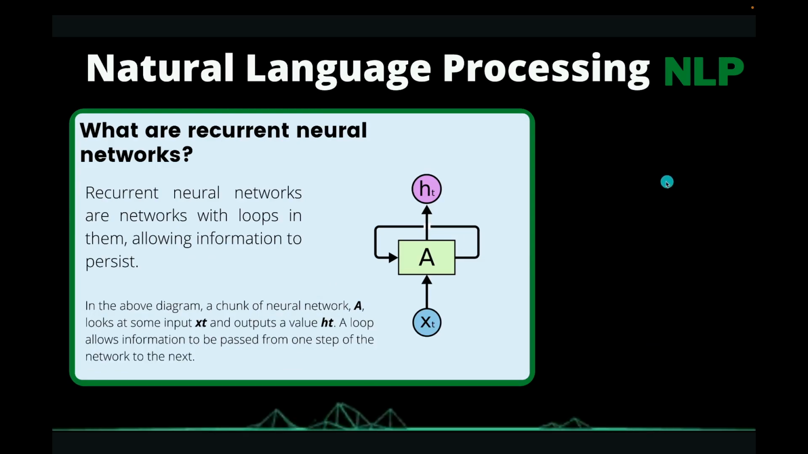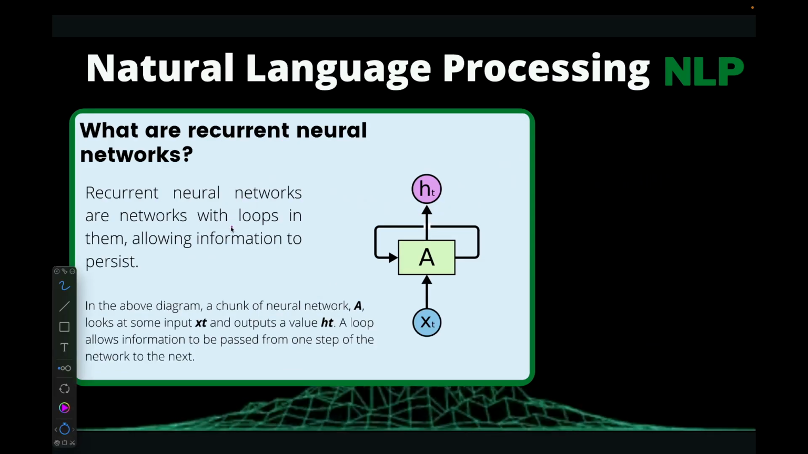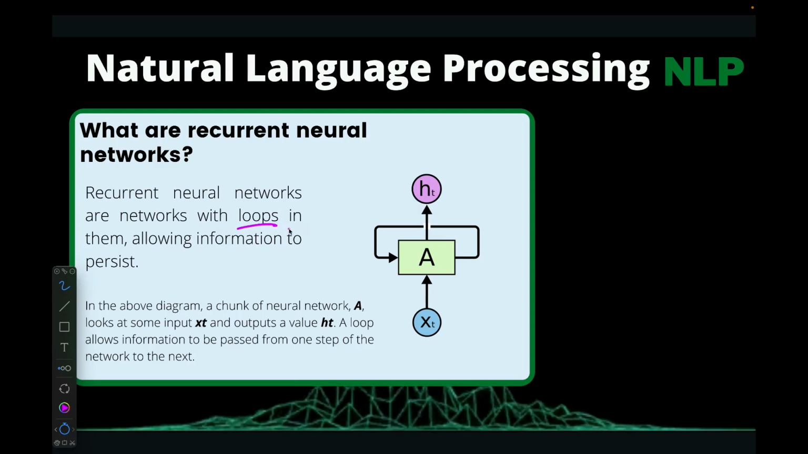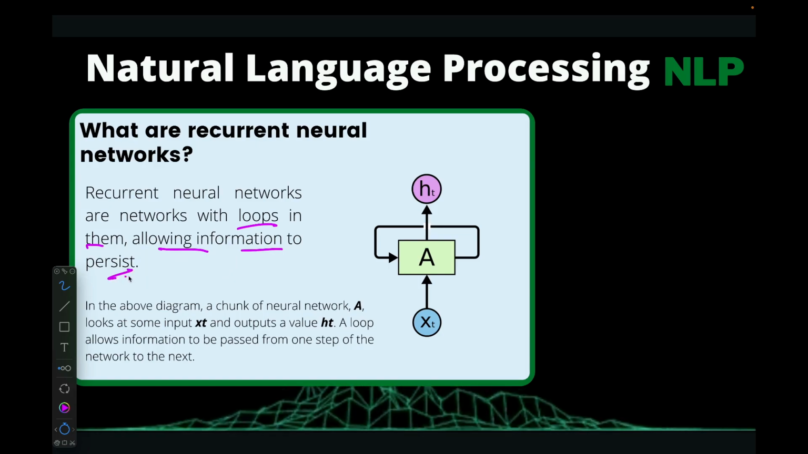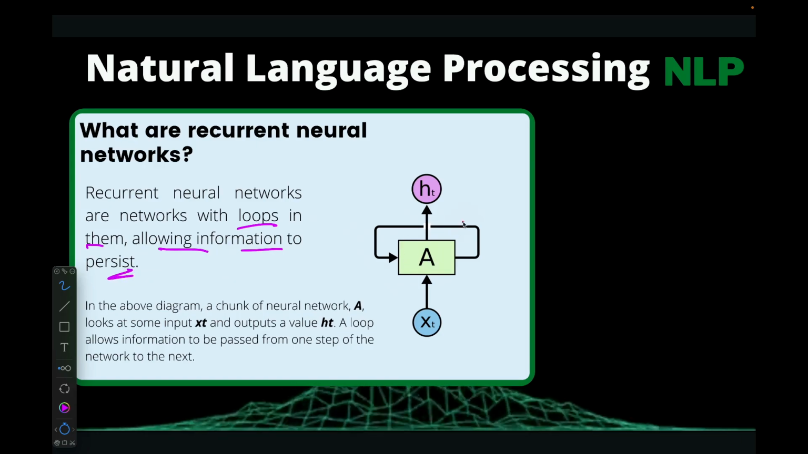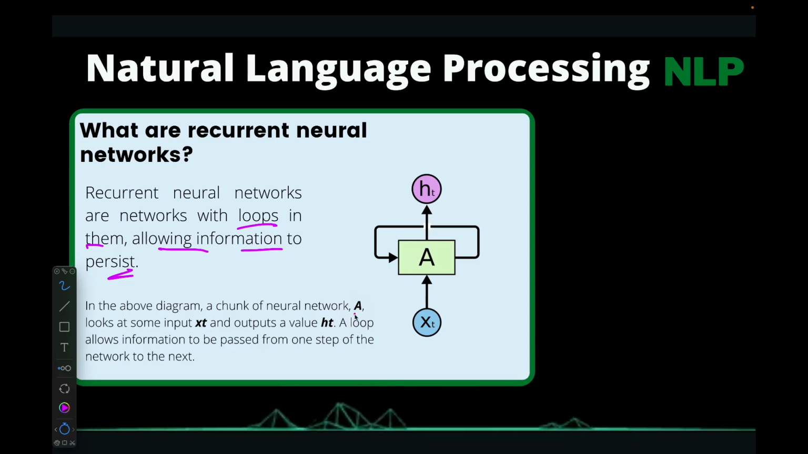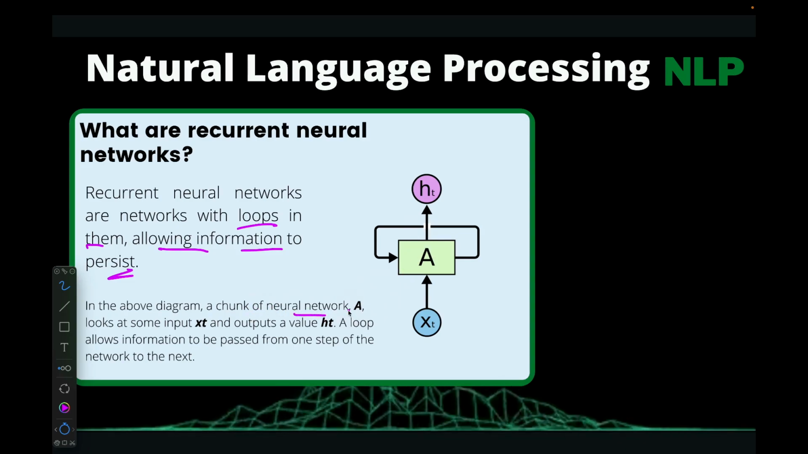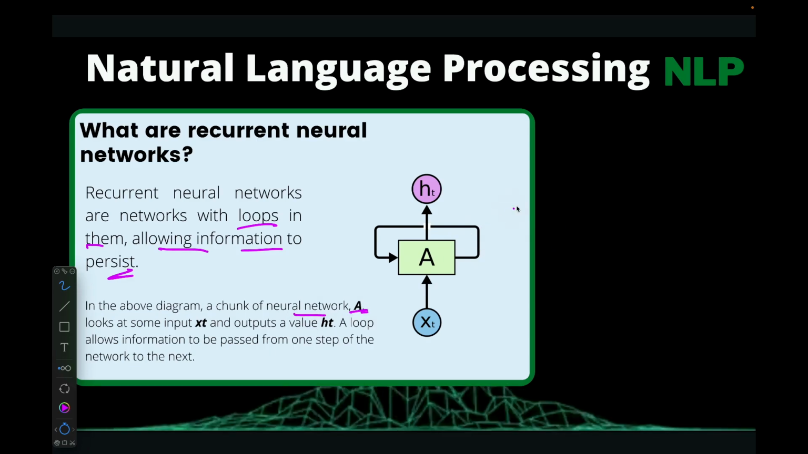All right, so this is how the scenario looks like. It has what we call loops. It has loops in them which allow information to persist. If you take this architecture that we have, which is a very simple one, it's just a chunk of the neural network. We call it A, so we can have A, B, C, several of them.